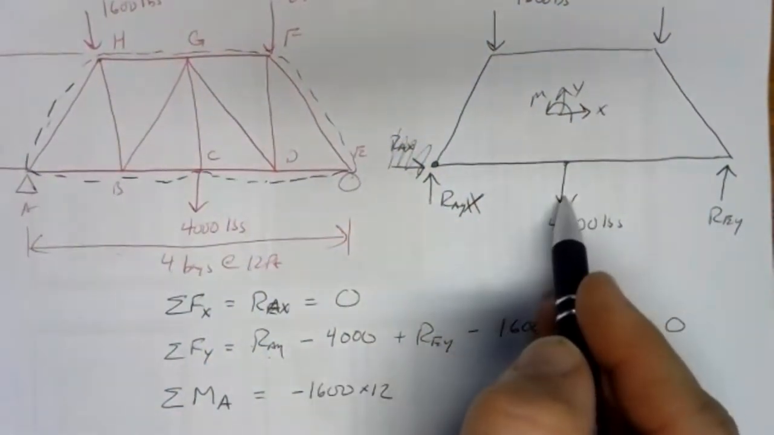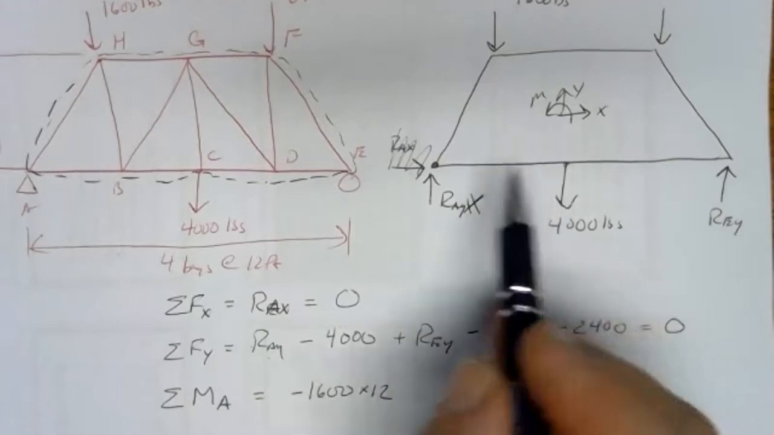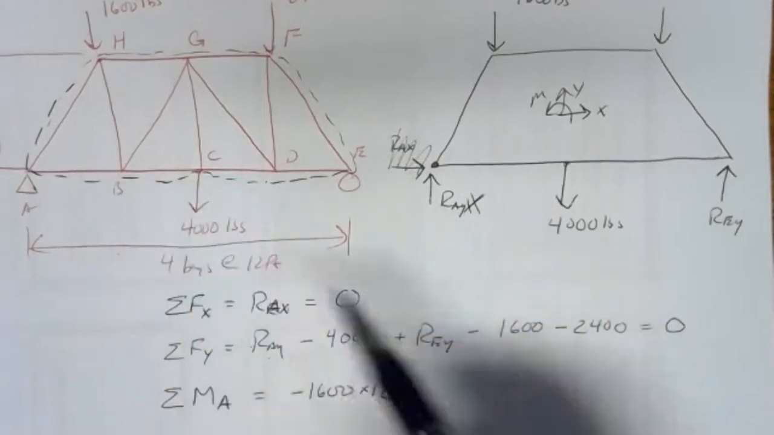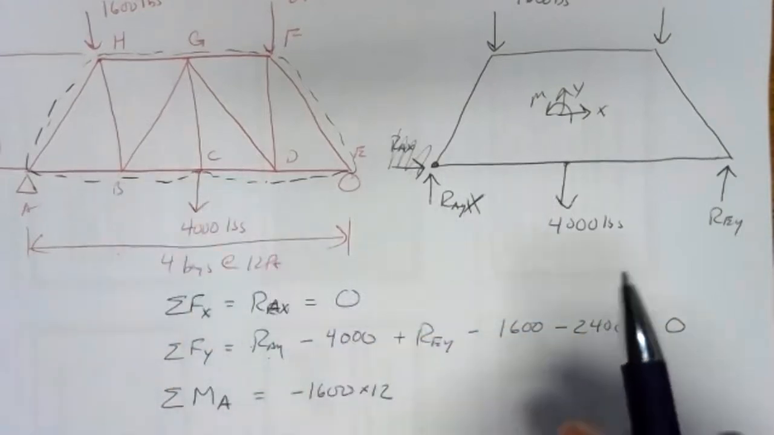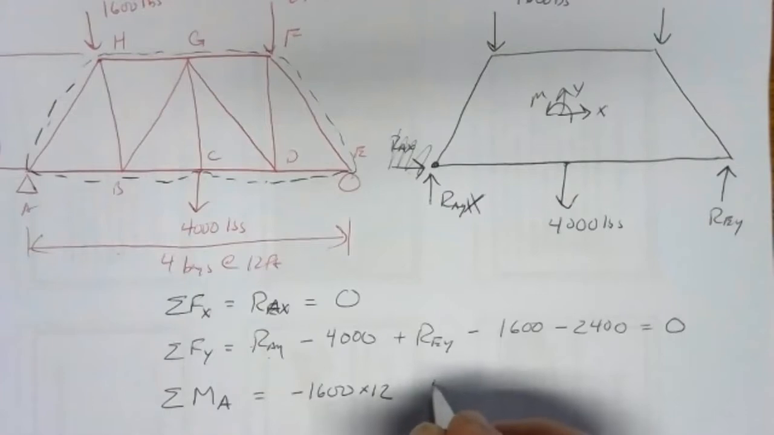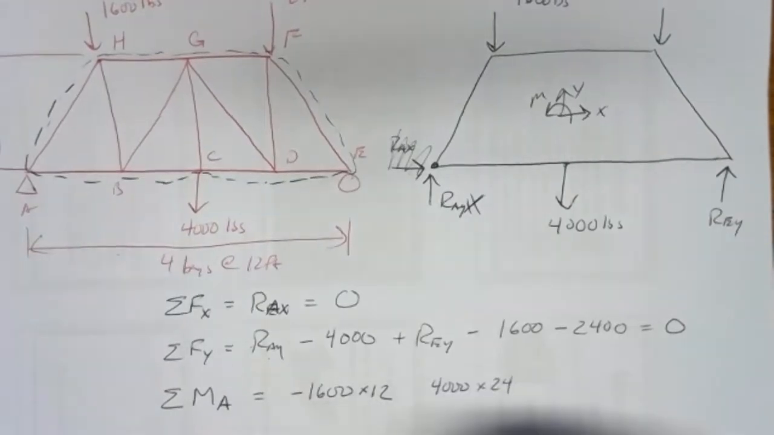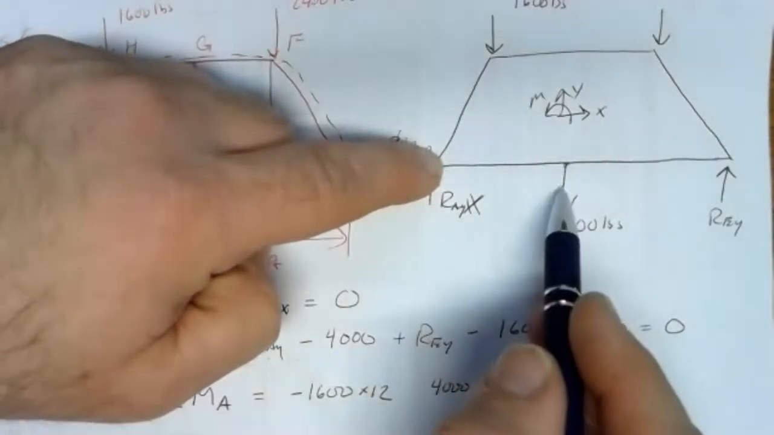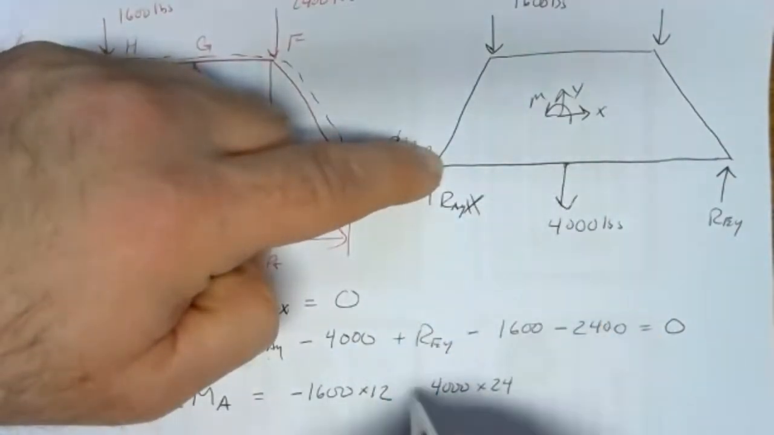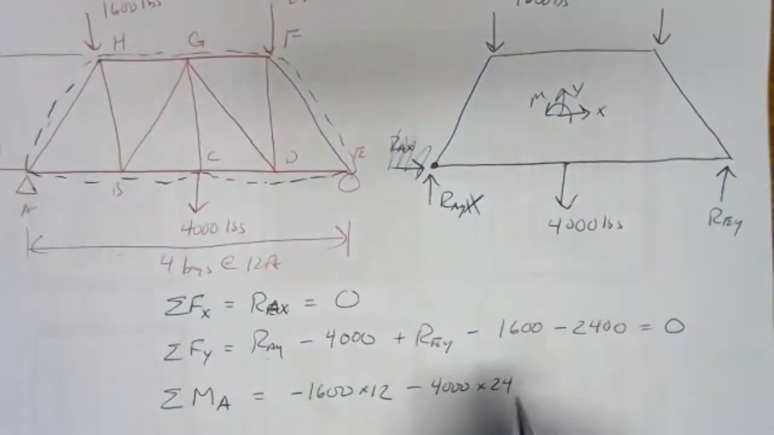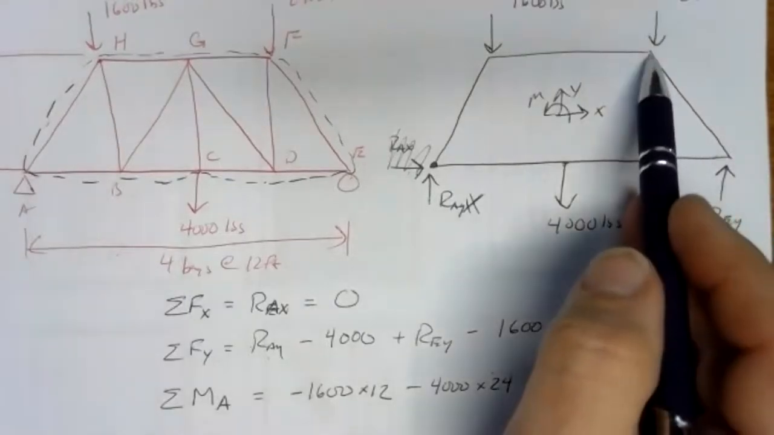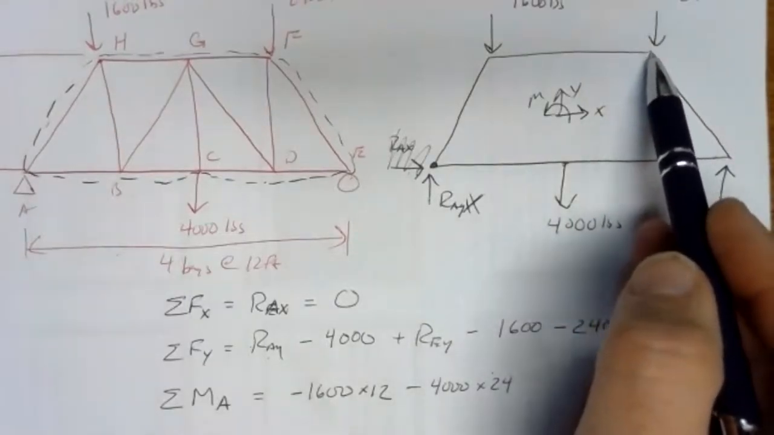We've got this 4,000 pounds at C. C is 24 feet from A. So we've got 4,000 pounds at 24 feet. Pinned at A, pulling down at C, that's going to be a clockwise moment. So that's also negative.